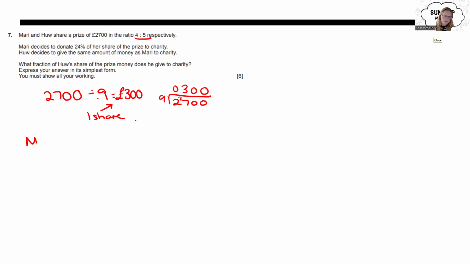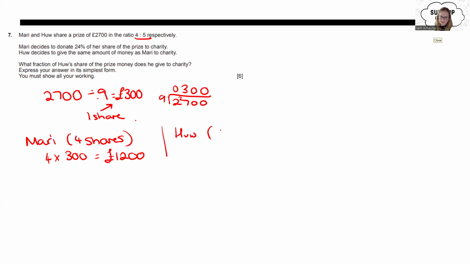Now we have Mary, and she's doing 4 shares. So what we're going to do, we're going to times it by 4. So 4 times 300 equals 1,200. Whilst we're there, we might as well do Hugh's. Hugh is 5 shares, and he's doing 5 times 300. 1,500. Right, we've got both of their shares. That's a good place to be in.